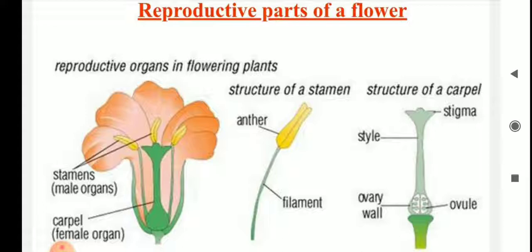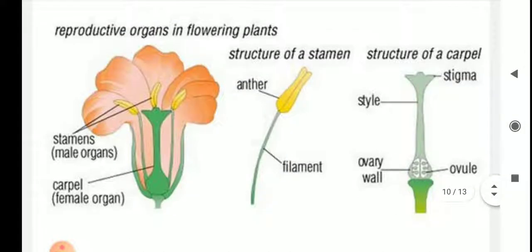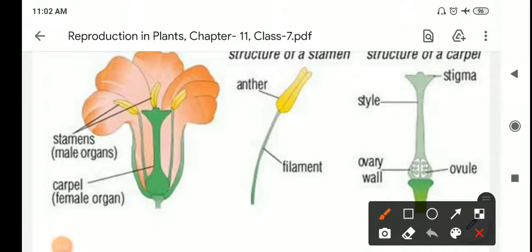So, the reproductive organs in flowering plants. This is a flower. In the flower you can see a filament and a yellow organ, that is the stamen, which is called the male organ. This one is the stamen, the male organ, and the other one, this one, is the female organ, which is called the carpel.